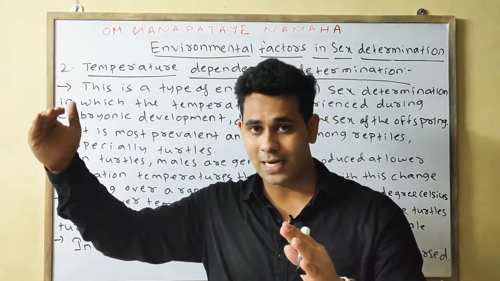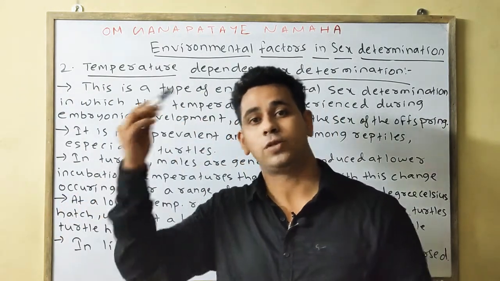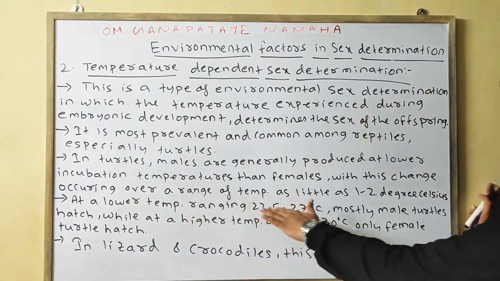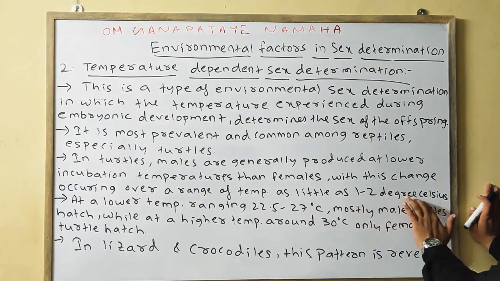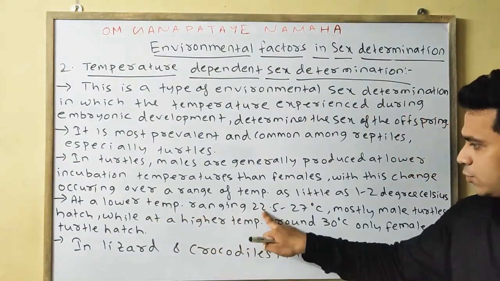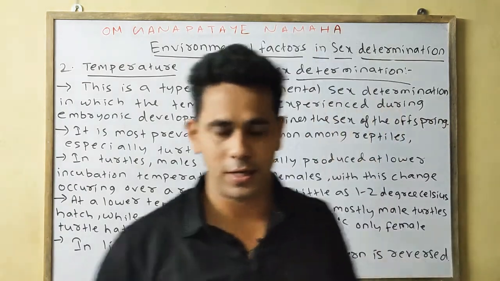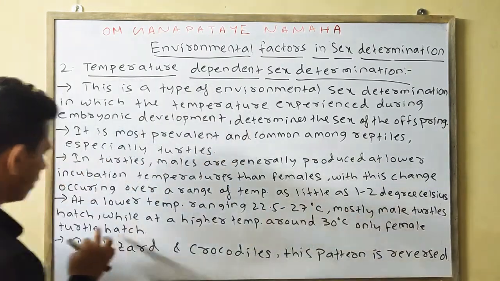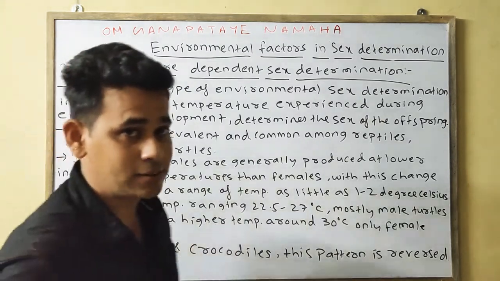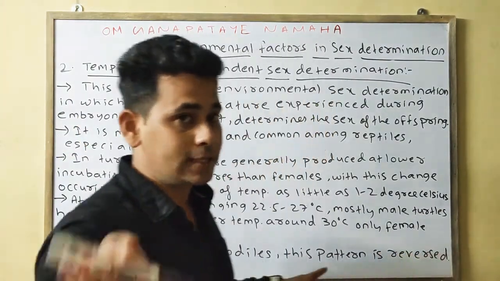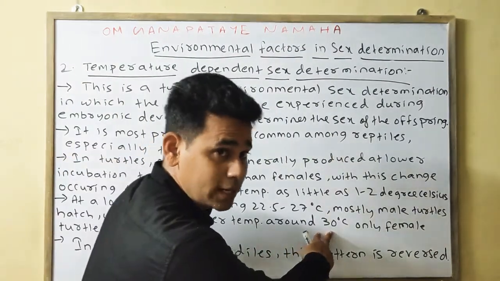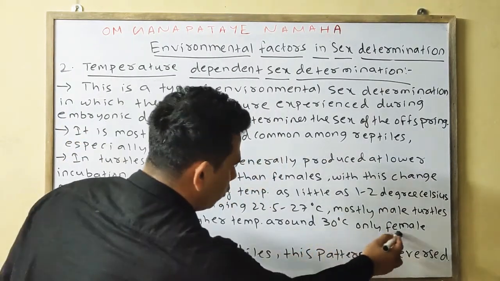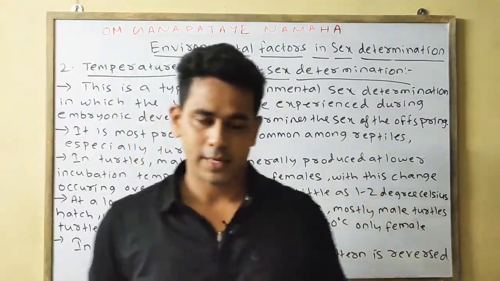and the temperature increases to 30 degrees centigrade, then it will hatch the female turtle. At a lower temperature, 22.5 to 27 degrees centigrade, as I have said earlier, it will lead to male. Mostly male turtles hatch at this temperature. While at a higher temperature, if we increase by 1 to 3 degrees centigrade, to around 30 degrees centigrade, it will hatch into a female turtle. If the temperature is around 30 degrees centigrade, only female turtles will hatch. This is the case for the turtle.